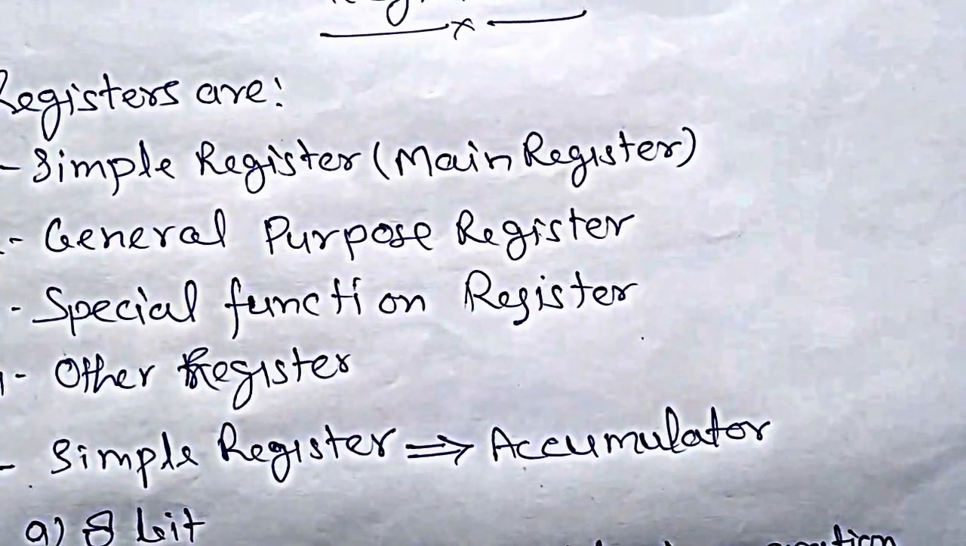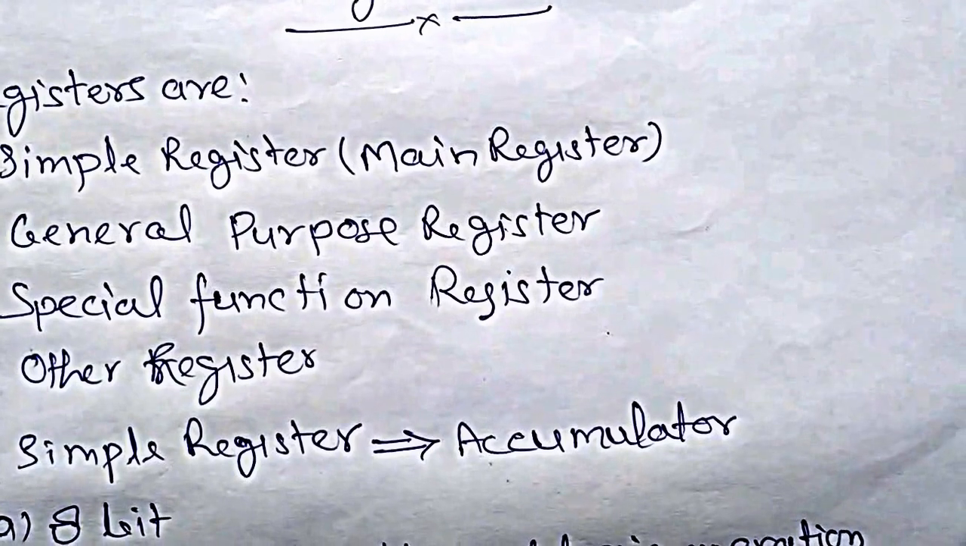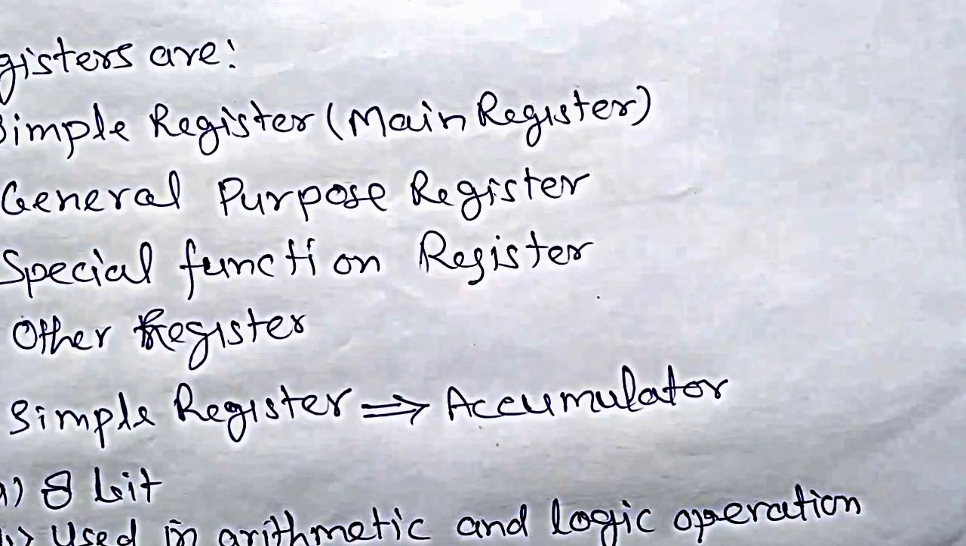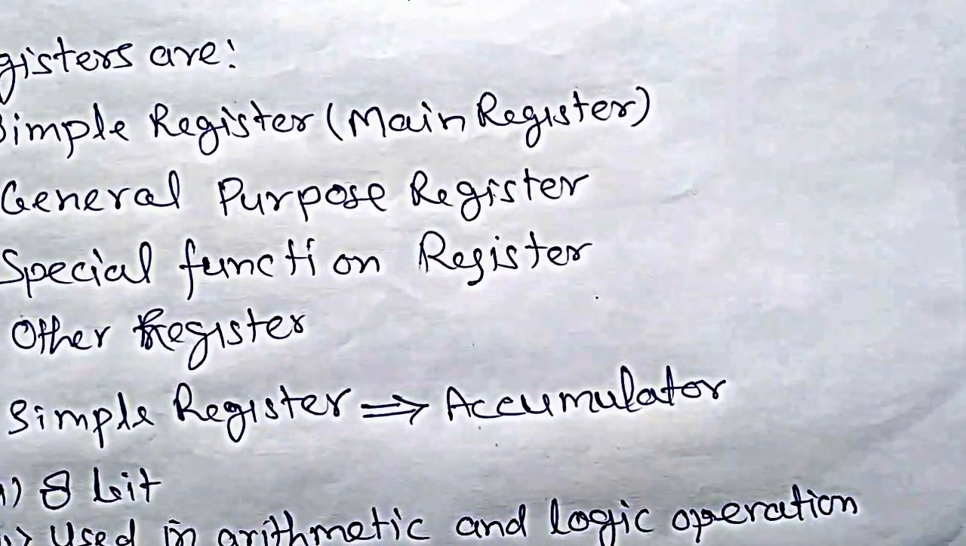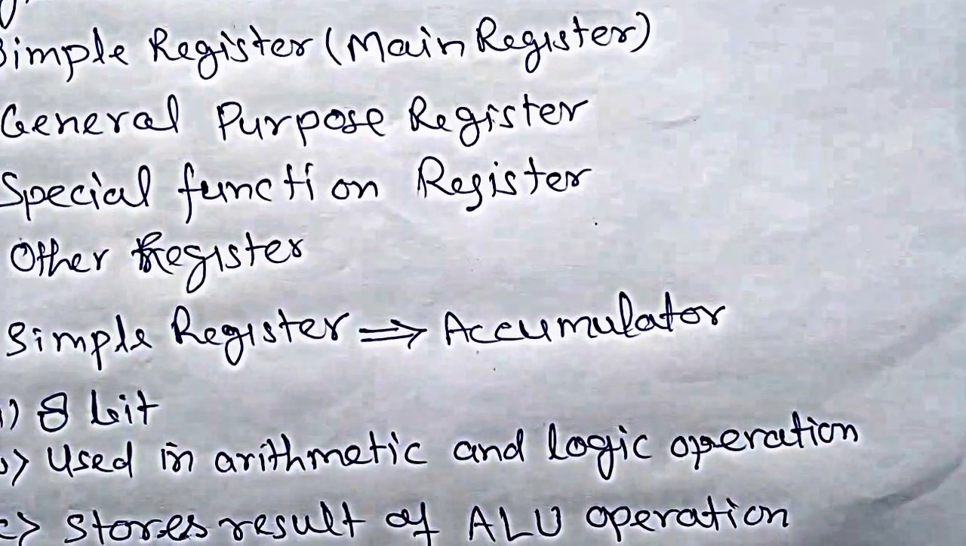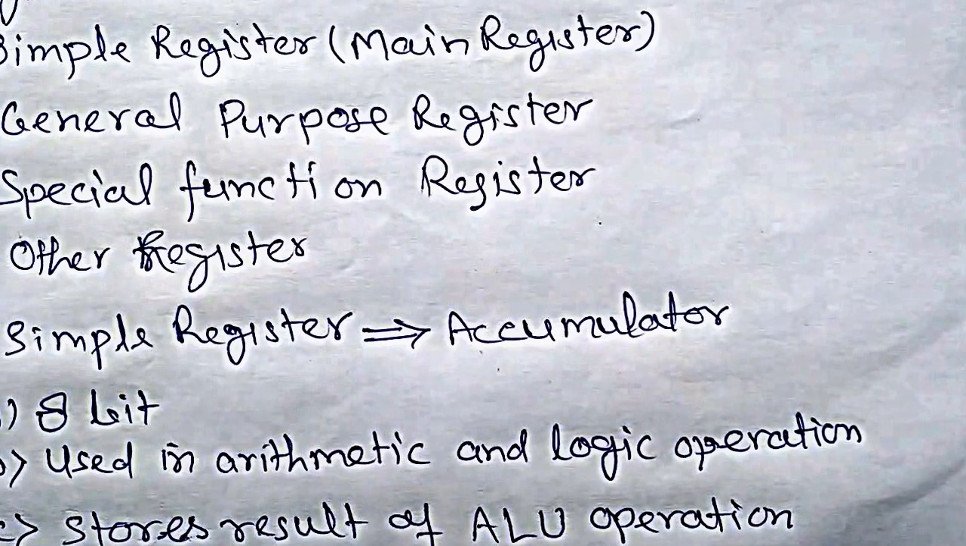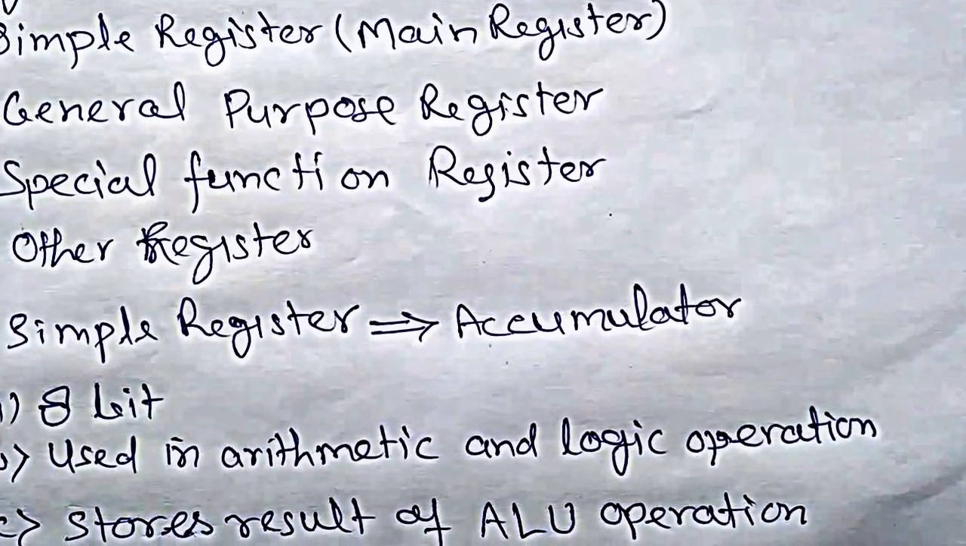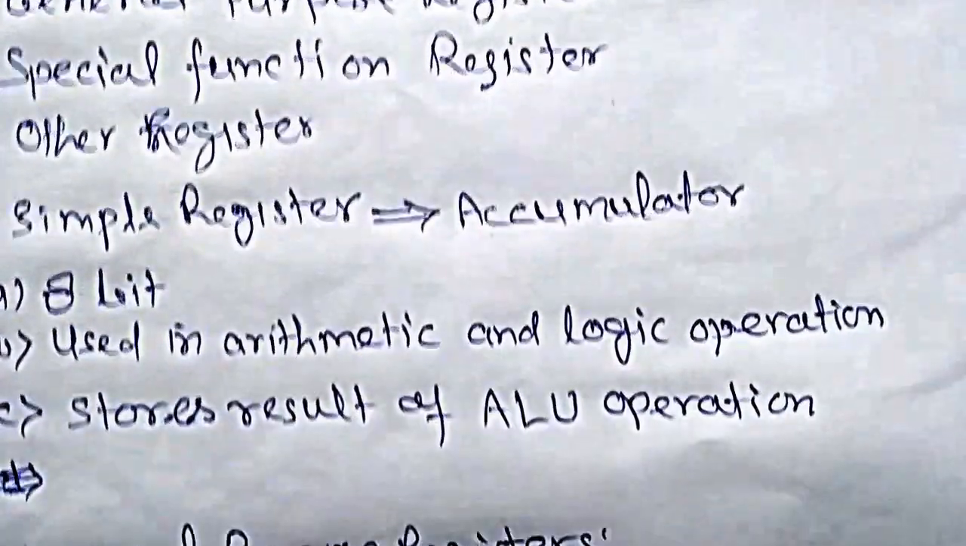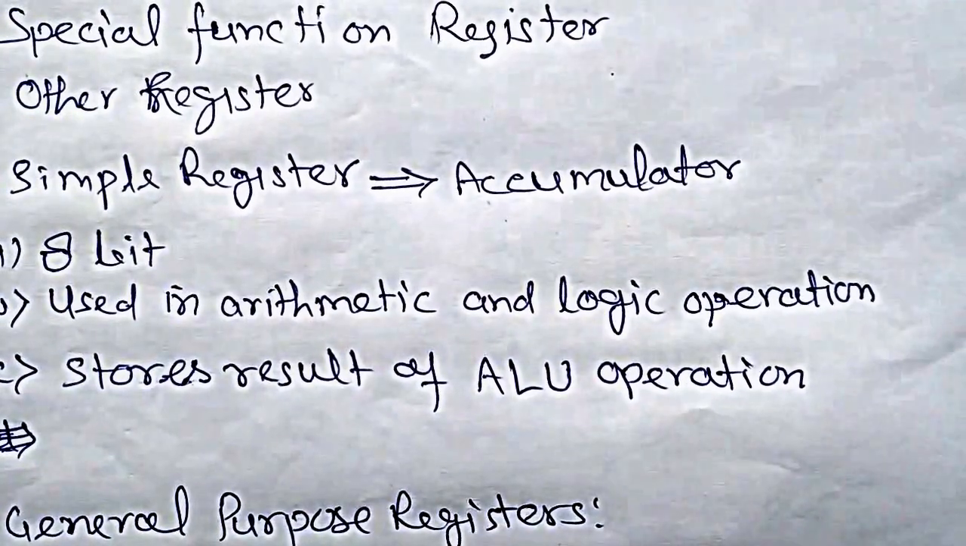It is an 8-bit register and is used in arithmetic and logic operations. It stores the result of ALU operations. ALU means arithmetic and logic unit. Now the second is general purpose registers.